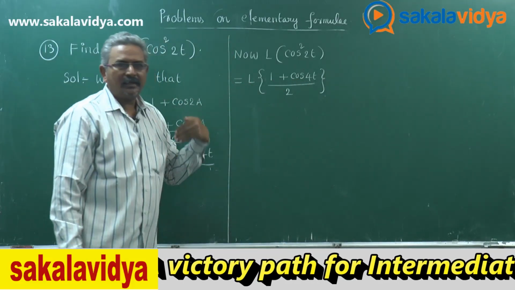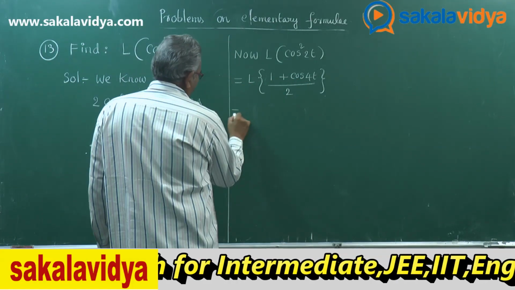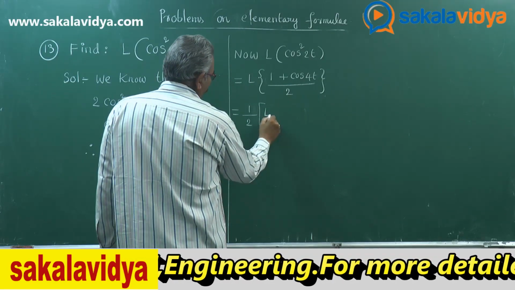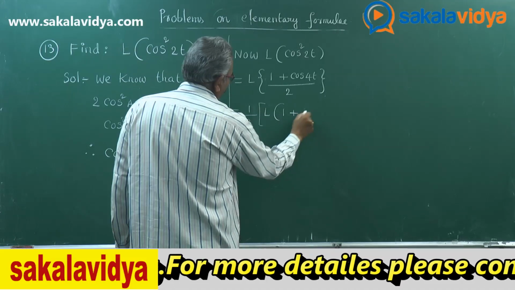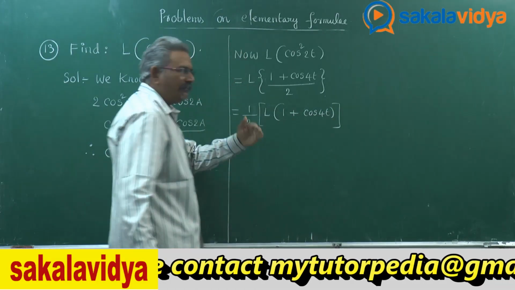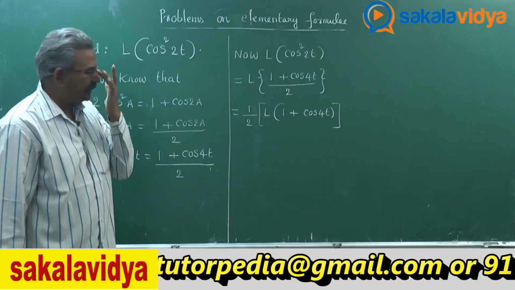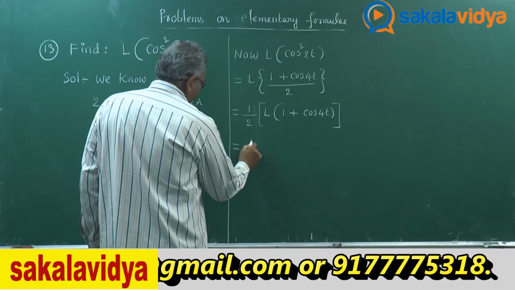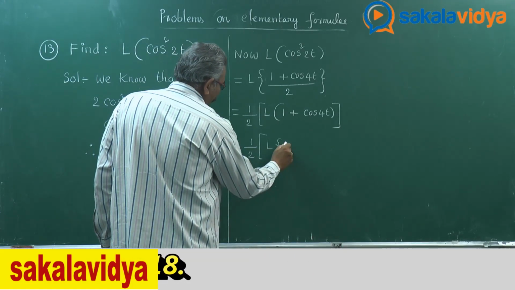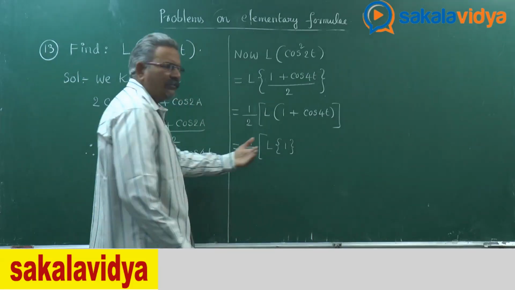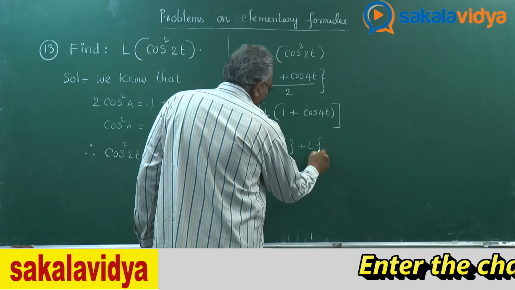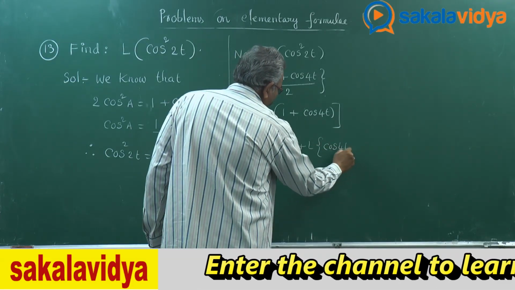Now 1 by 2 taken common. So this can be written as 1 by 2 times L of 1 plus cos 4t. Now once again we can apply the linearity property. So this can be written as 1 by 2 times the Laplace transform of 1, or L of 1 directly you can say, plus L of cos 4t.